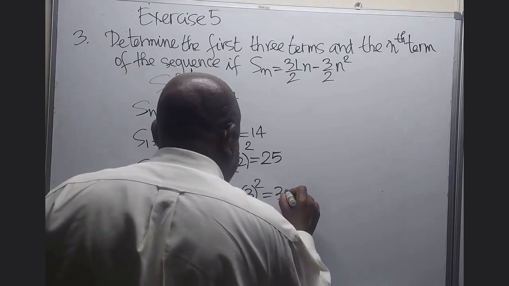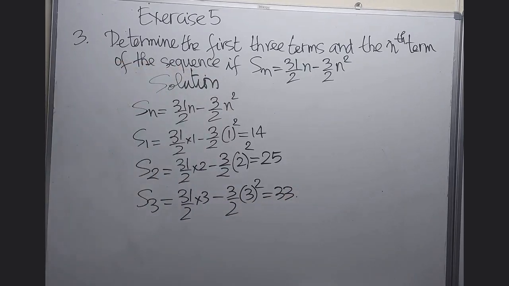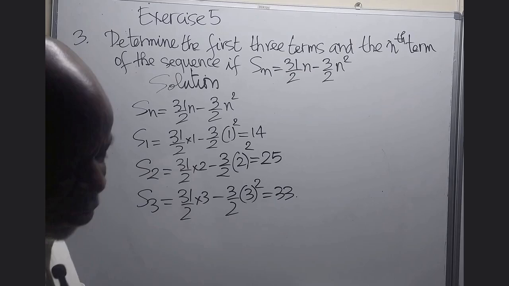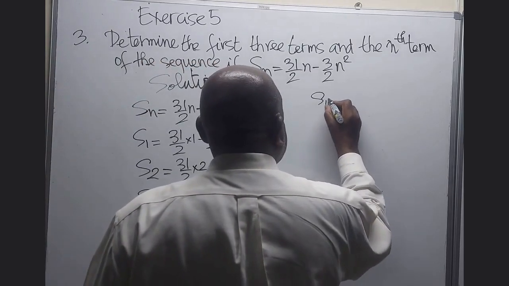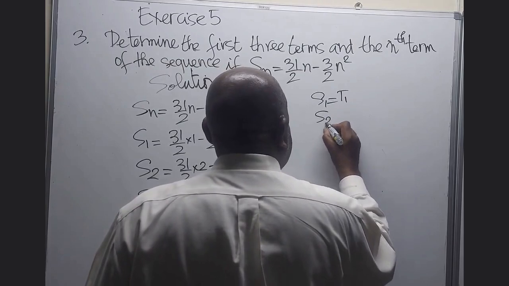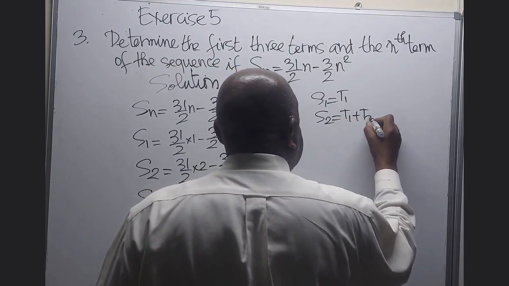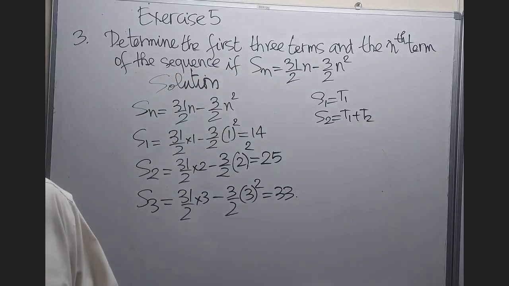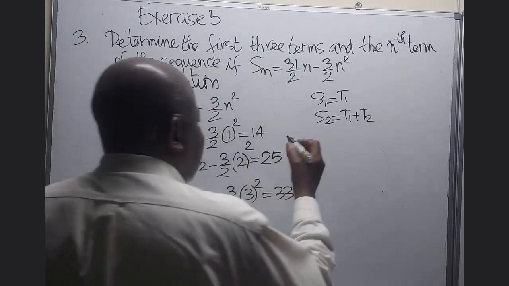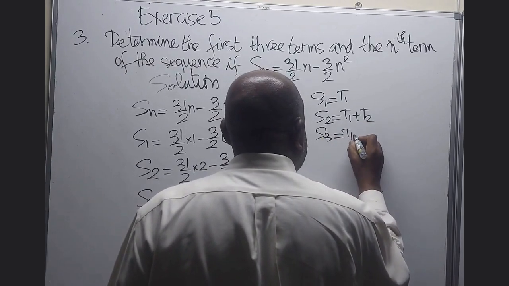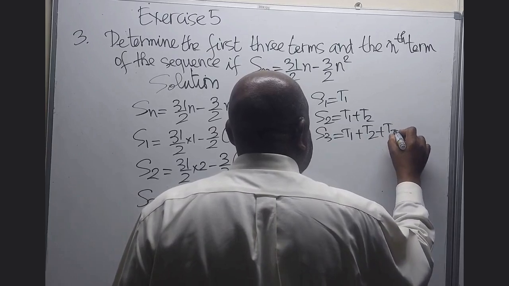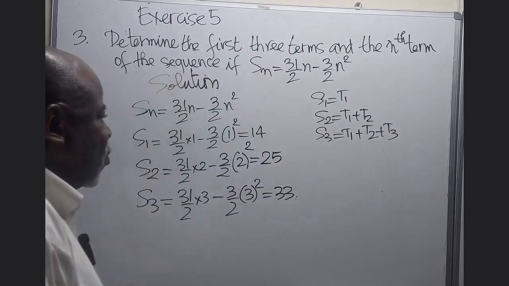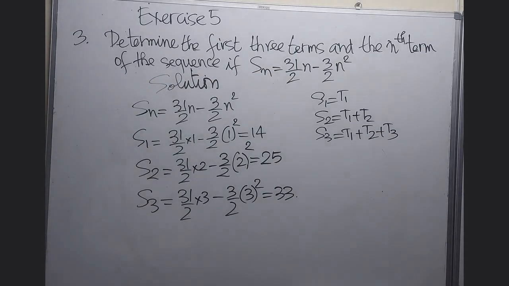Here is 33. So if we want to get the first three terms, we're going to use this formula. We know that S1 is equal to T1. S2 will be equal to T1 plus T2. If we continue and get S3, S3 will be equal to T1 plus T2 plus T3. So as we know all the values of S1, S2, and S3, now we can calculate the terms.